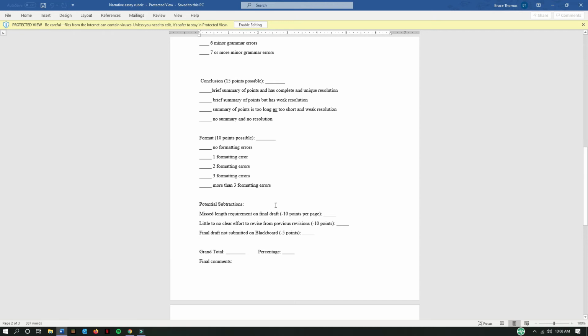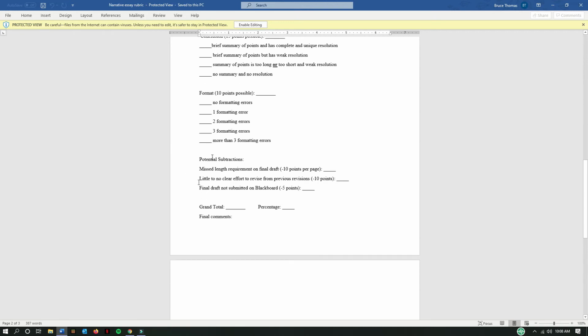Format is MLA format. And then here are some potential subtractions that you can have. You miss your length requirement, little to no clear effort to revise from previous revisions, and final draft not submitted on Blackboard. This one is more for in class, so probably nobody's going to have to worry about that. But this one is a big one.